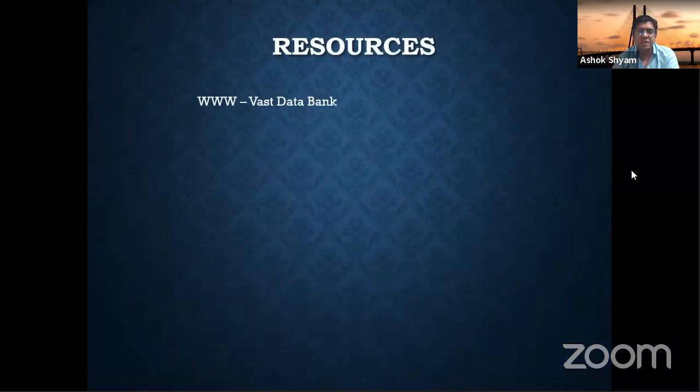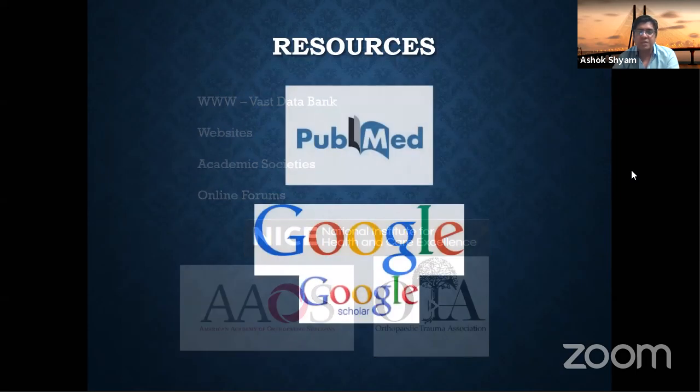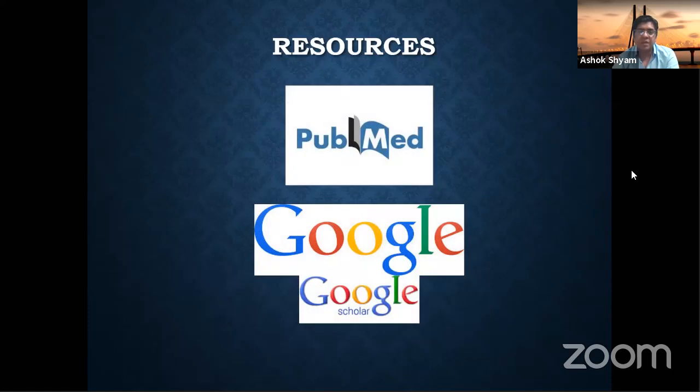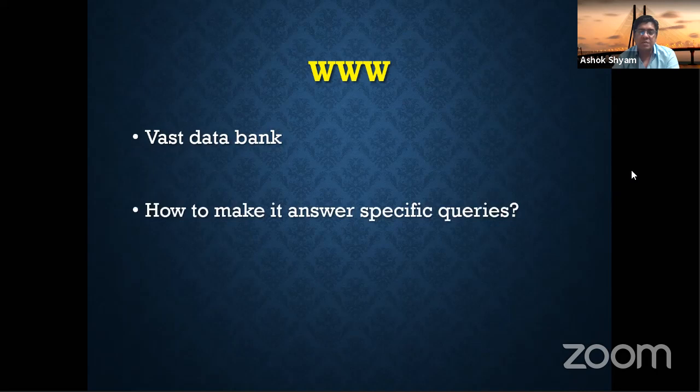So what are the resources? The web is a vast data bank. There are a lot of websites, a lot of academic societies, and of course online forums. A lot of guidelines are put up by various associations. However, our main resources are these two: PubMed and Google Scholar. Like I said, the World Wide Web is a vast data bank. It will not answer specific queries. If you put into Google which is the best implant for intertrochanteric fracture, it is not going to give you an answer. So we'll go through certain steps on making the web answer specific queries for you.